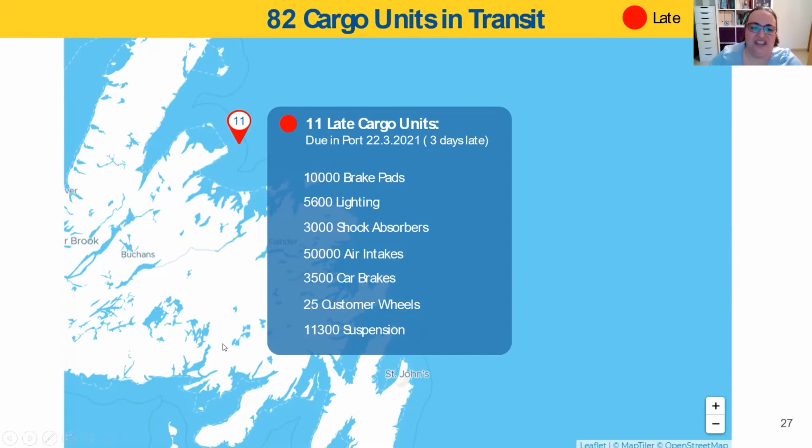And all of these cargo items are going to be late. Brake pads, I'm fine, I have enough, and lighting, I'm fine, but oh my God, suspensions, I really need those. I don't have enough. So I better start handling the suspensions and figure out where I can get them from other sources for the few days that it's going to be late to get to my warehouse. And so they can handle the problems as they go.